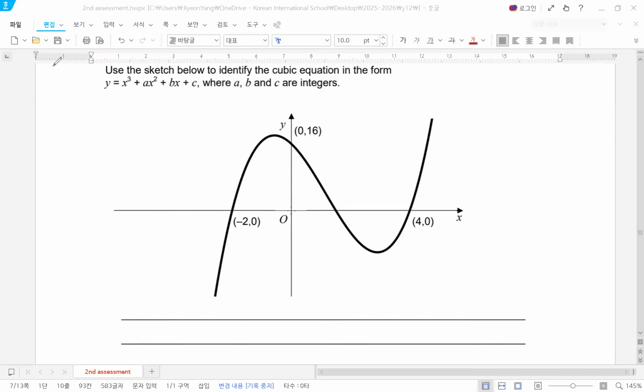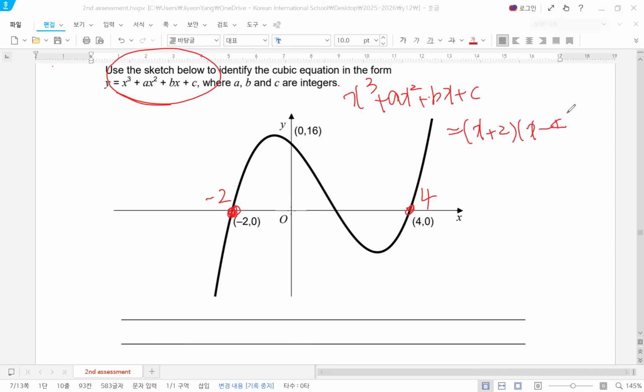Guys, this one is a cubic equation, right? So you already knew that minus 2 and 4 are roots of this cubic equation, which means this cubic equation, x cubed plus ax squared plus bx plus c, contains x plus 2 and x minus 4. Do you understand? And only one bracket left. But since here, guys, it is just x cubed, it should be x and then plus, let's say, k. Okay?